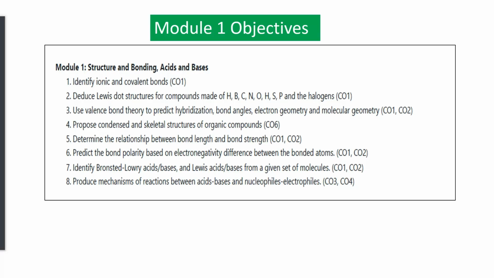And then number 5 was to determine the relationship between bond length. Kind of already knew that. Predict the bond polarity, kind of knew that, along with identifying the acids and bases. And then number 8 was to produce mechanisms of reactions between acids and nucleophiles, electrophiles. Now that was completely new to me. It took a little bit to spin myself up on it, but it wasn't too bad.